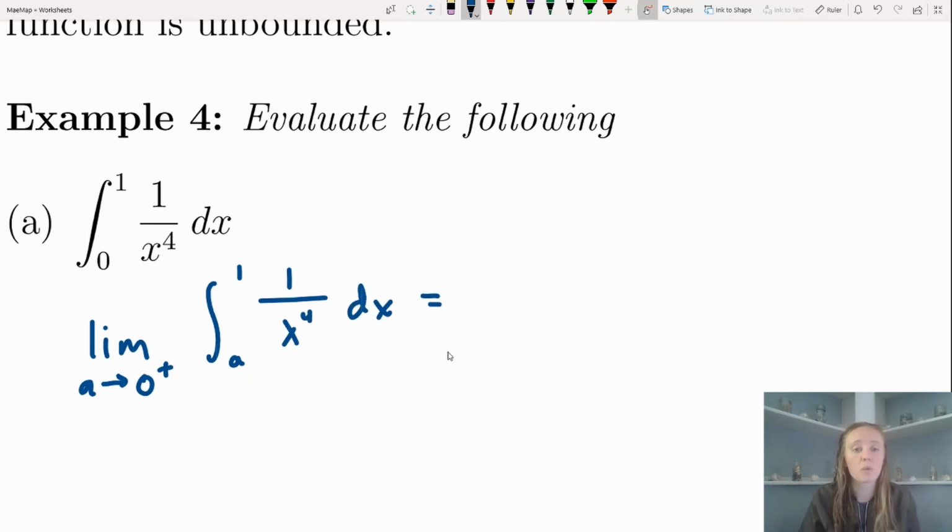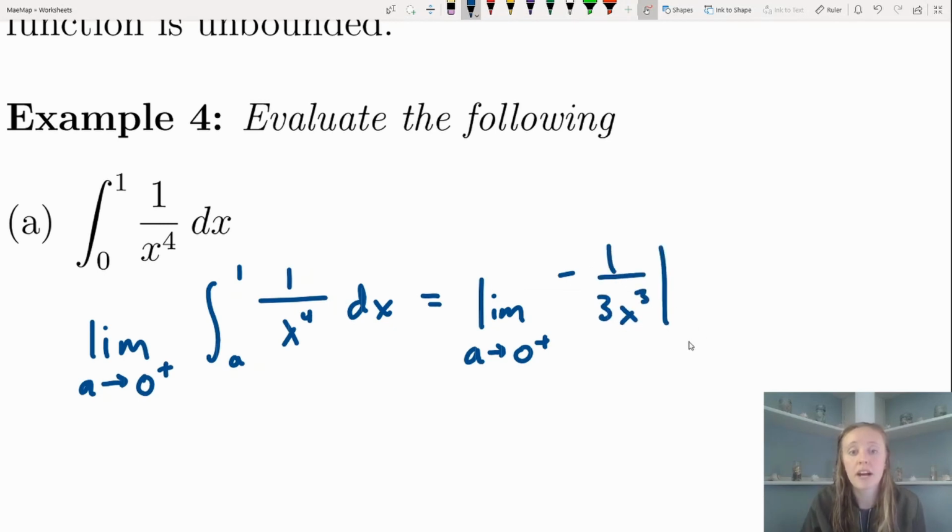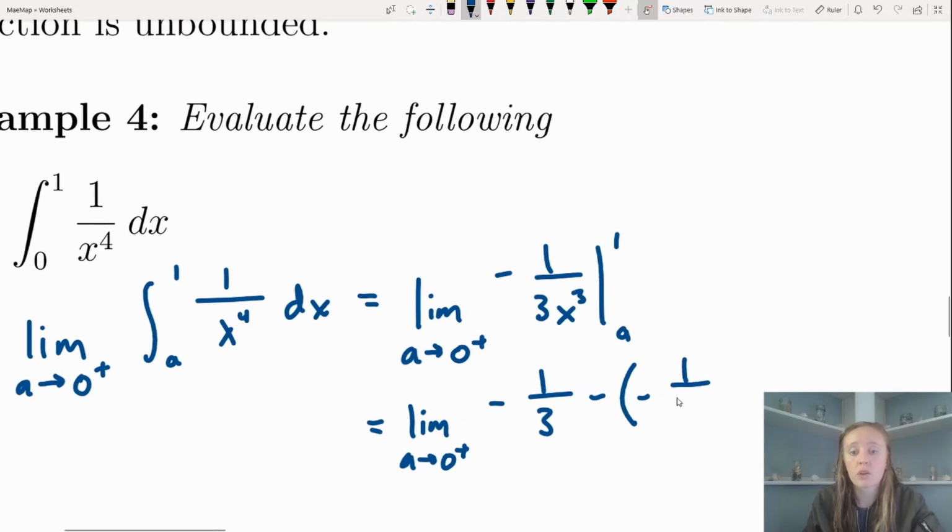We've already integrated 1 over x to the 4th. We know that that's going to be, let me rewrite my limit, negative 1 over 3x cubed, and our bounds are from a to 1. So we're going to plug in that upper bound of 1 and subtract plugging in our lower bound of a. So this is going to be the limit as a approaches 0 from the right of negative 1 over 3 times 1 cubed, which is negative 1/3, minus negative 1 over 3a cubed.